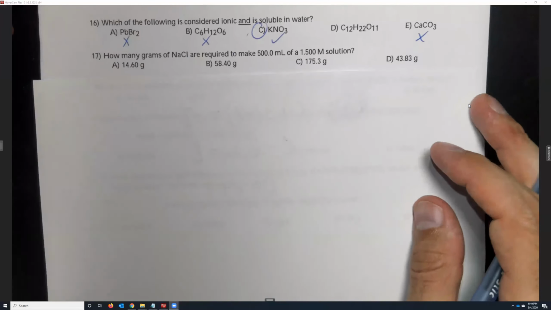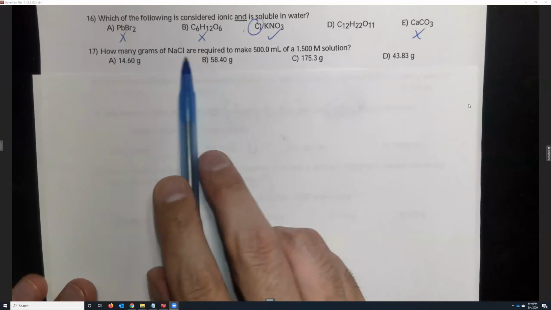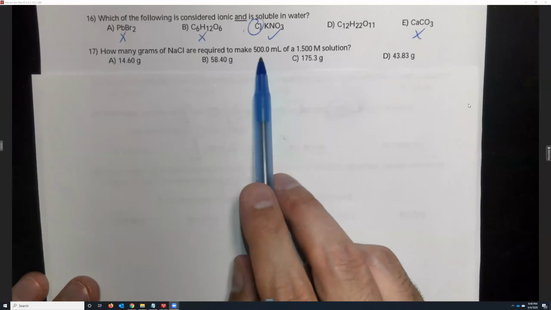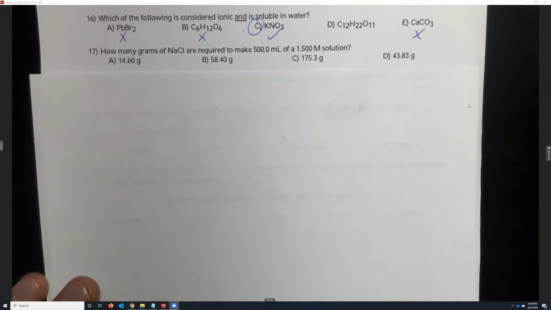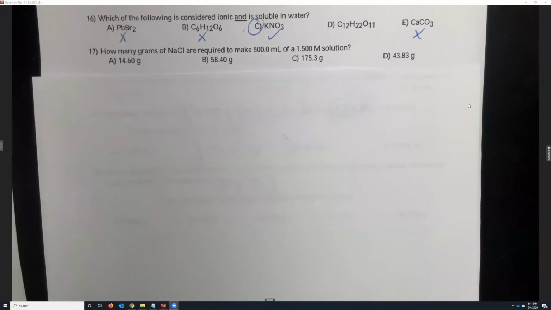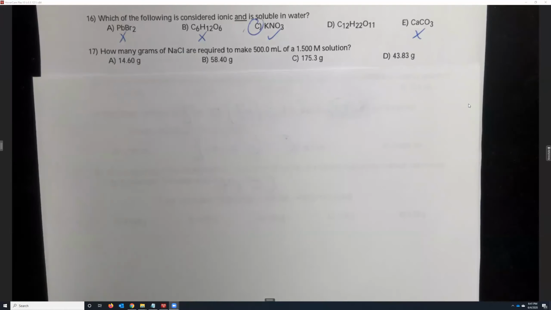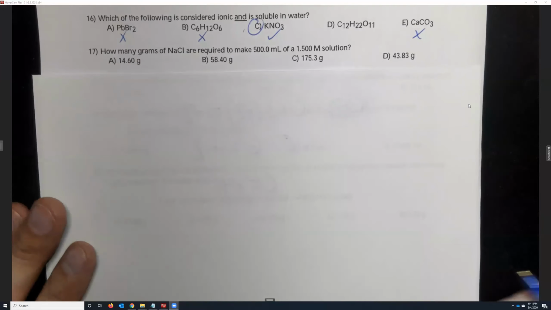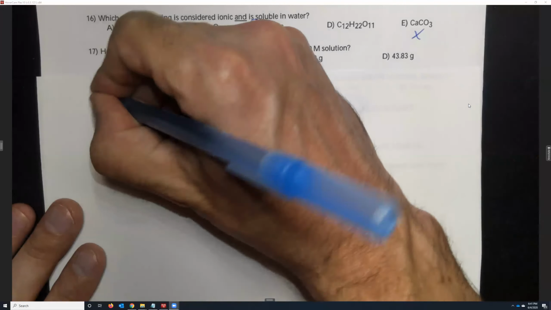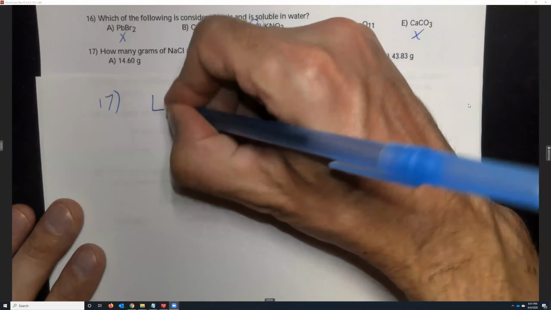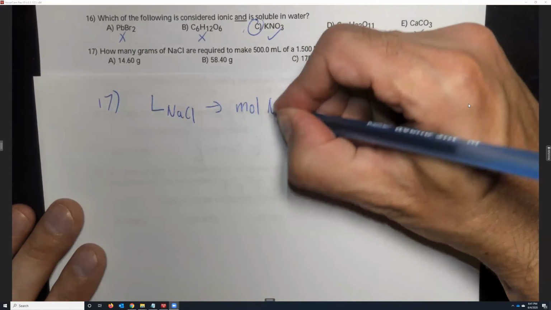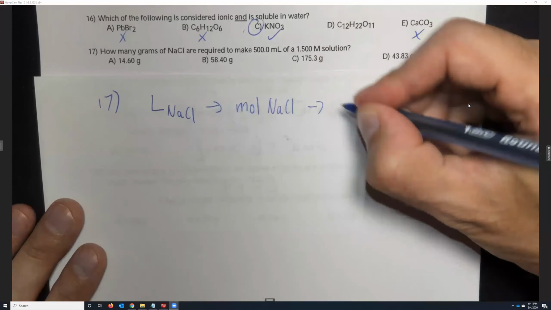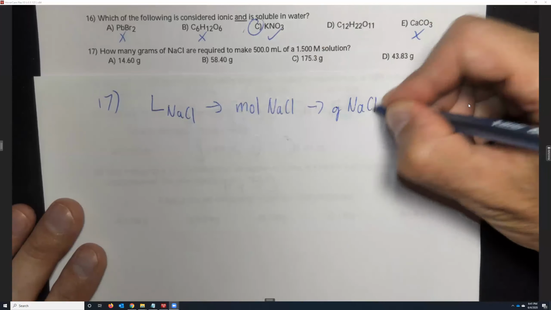Next one. It says, how many grams of NaCl are required to make 500 milliliters of a 1.500 molar solution? Just like the previous example with molarity, there are lots of ways to do this. But what I'm going to suggest we do is, for number 17, we go from liters of NaCl solution to moles of NaCl, and then finally to grams of NaCl.